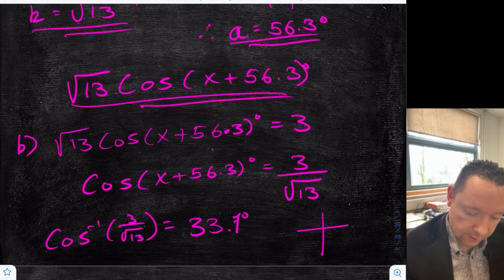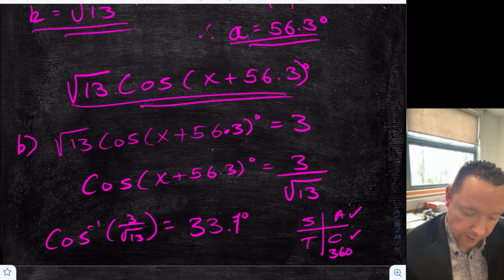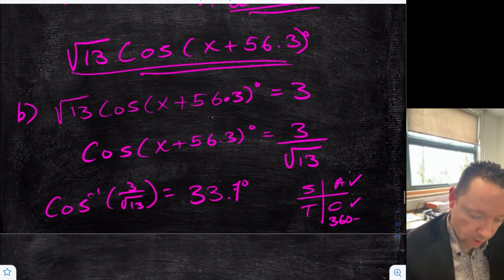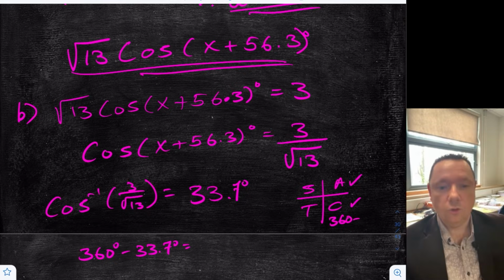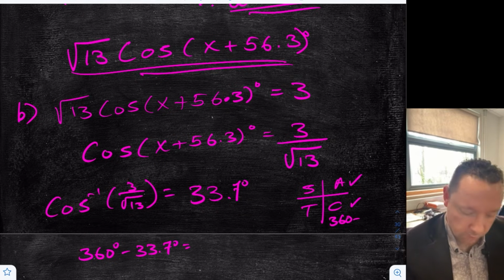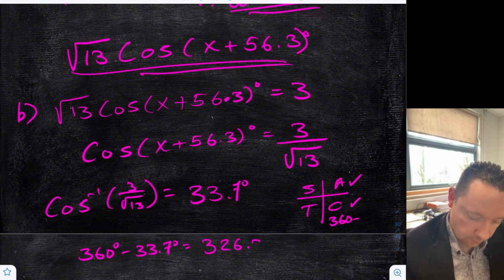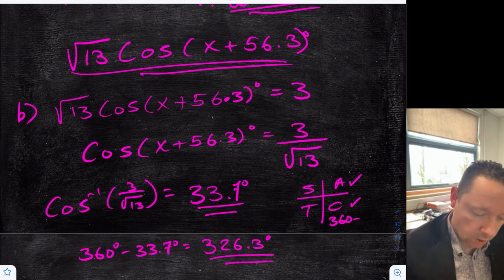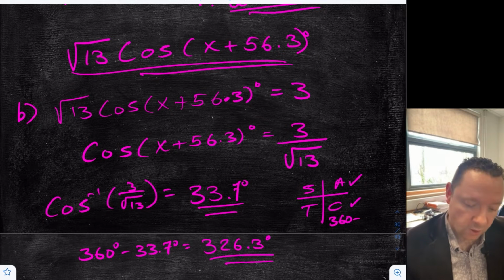Looking at our CAST diagram one more time, cos is positive, so it's in the first and fourth quadrant, so that's 360 minus. So our second answer is 360 minus 33.7 degrees, which is equal to 326.3 degrees. Now, if our answer was just cos x here, that would be done, but it's x plus 56.3, so we need to solve an equation.